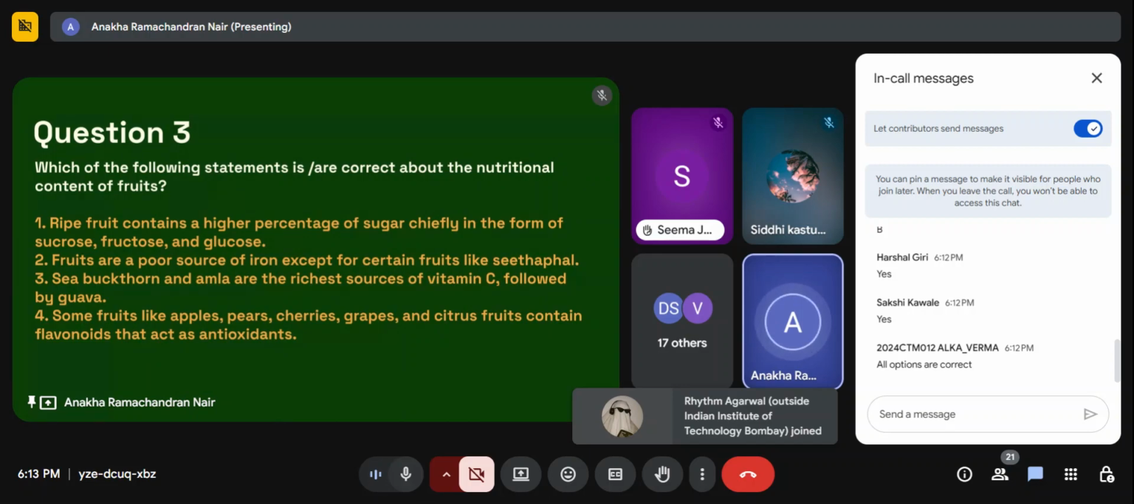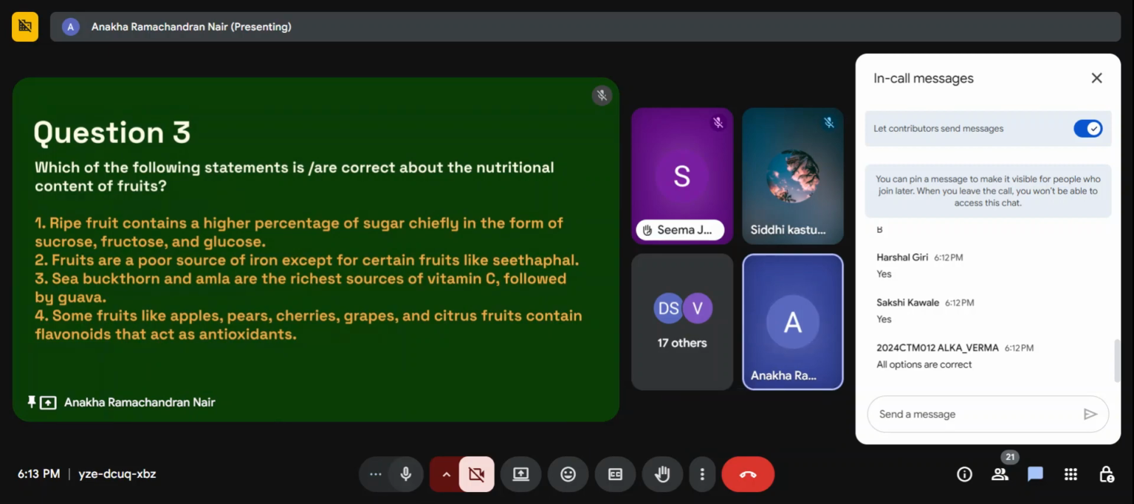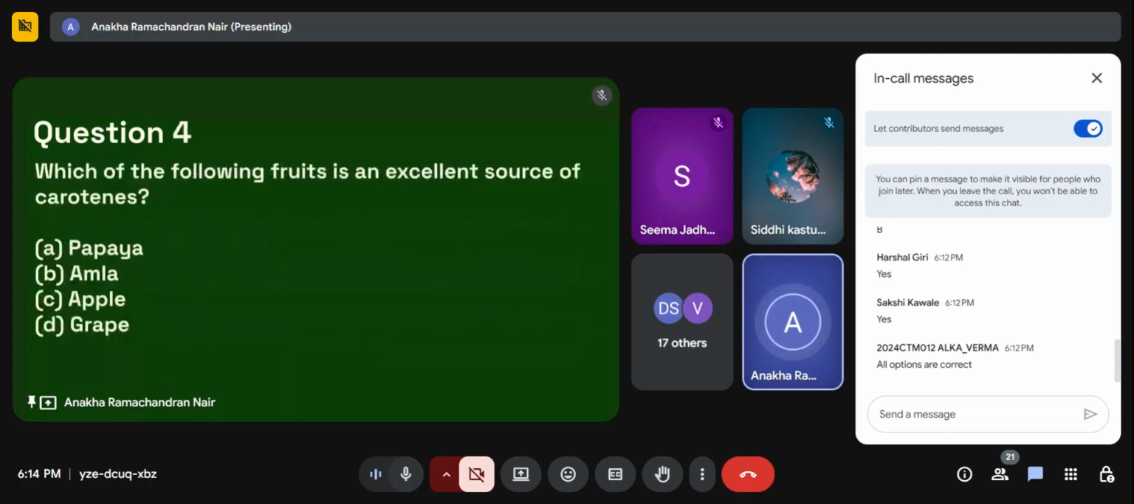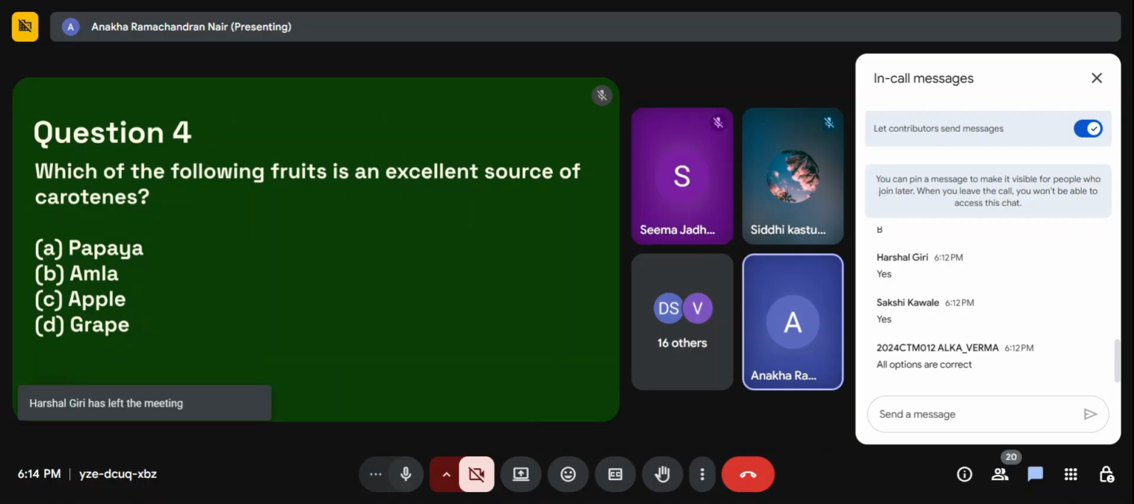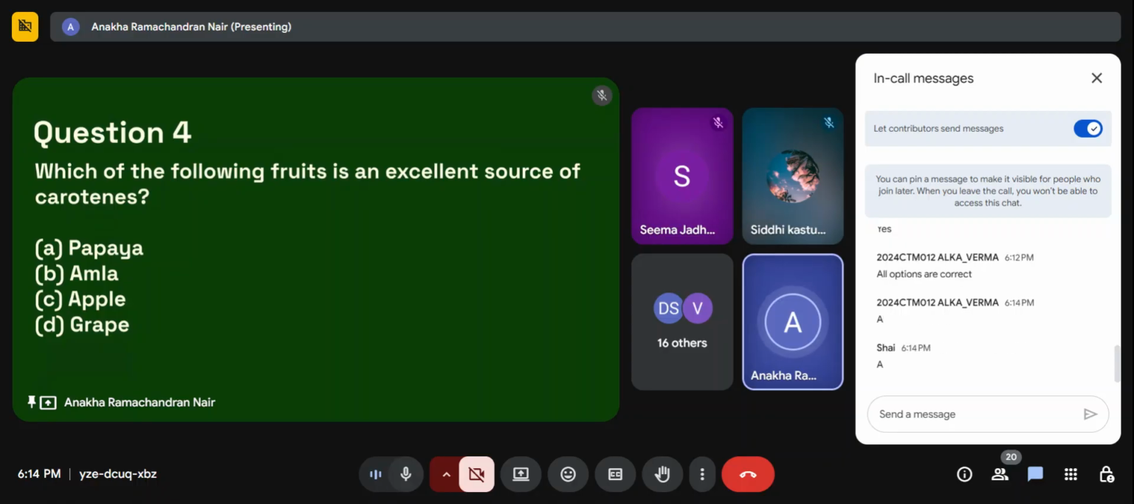Does anyone have a doubt in this question? All right, I'll move on to question number four then. Harshal, you have a doubt? Has left the meeting. Okay, we'll check with Harshal when he comes back.